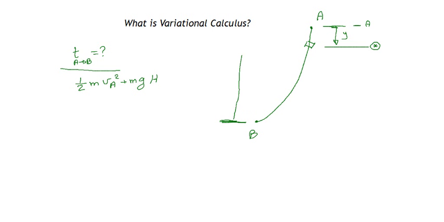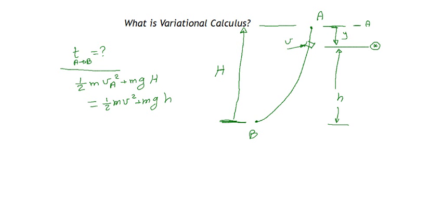So this is h. The kinetic energy plus the potential energy should be equal to half m v squared, where v is the velocity at this position, plus m g h, where h stands for the vertical position from B to some specific position on the path.